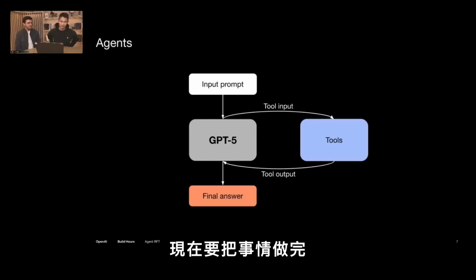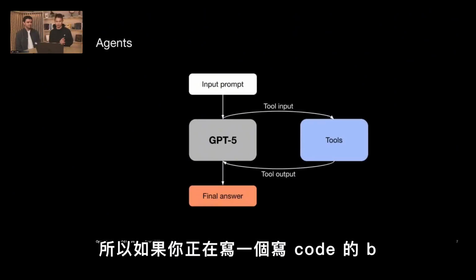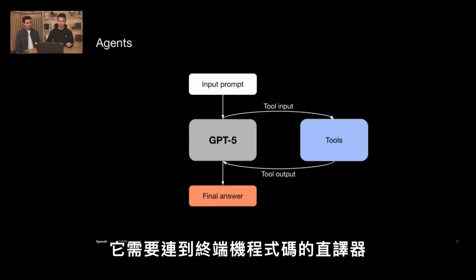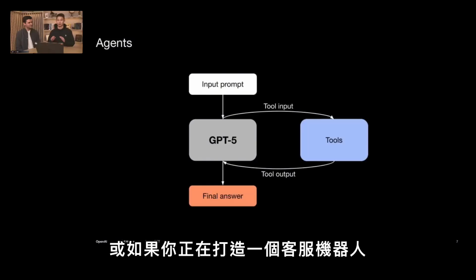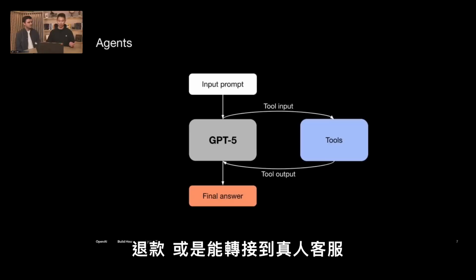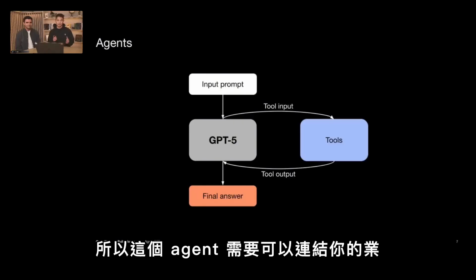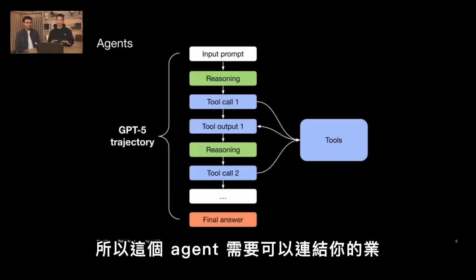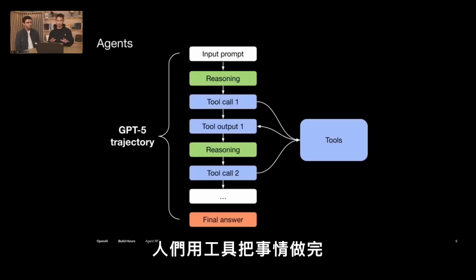Now, in order to get things done, this agent has to have access to tools. If you're building a coding agent, for example, it needs access to a terminal, a code interpreter, or maybe even an entire code base. Or if you're building a customer service agent, it might need access to internal software to look up customer records, or billing systems to issue refunds, or even the ability to escalate to a human being. So this agent needs a way to interact with your business context and the outside world to get things done through the use of tools.